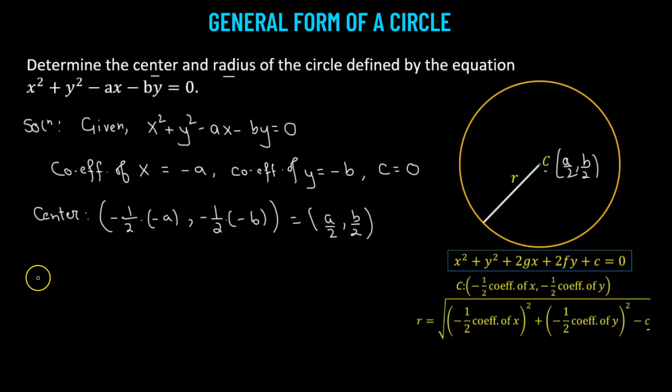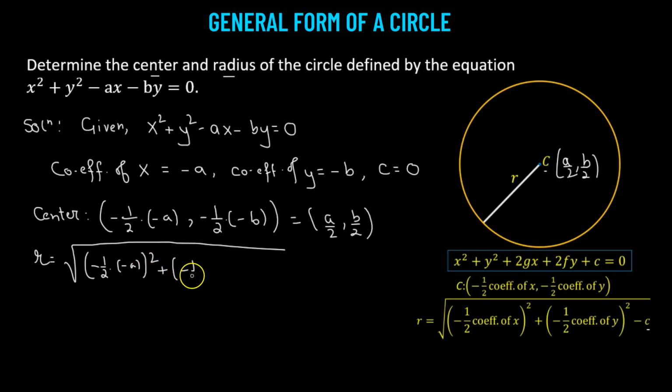Our next task will be to find the radius of the circle. To find the radius, we'll take the square root. Underneath the square root, first we take -1/2 and multiply it by the coefficient of x, so that's -a, and then we square this value. Then add it to -1/2 times the coefficient of y, which is -b, and we also square this value, and from it we subtract the constant term, which is 0.